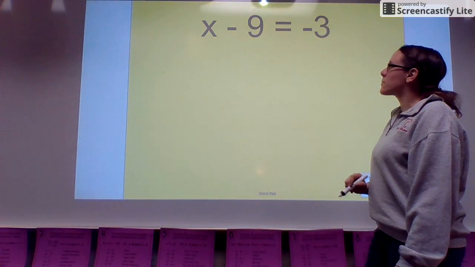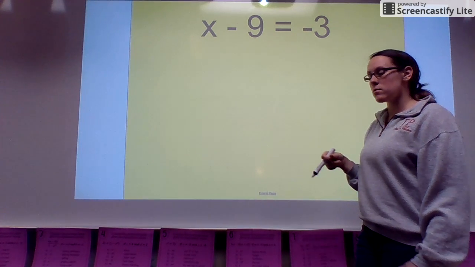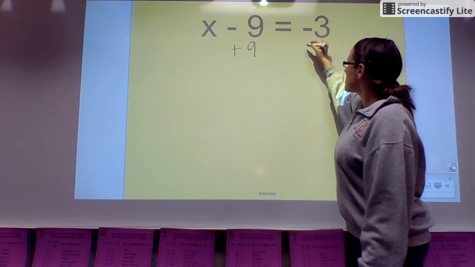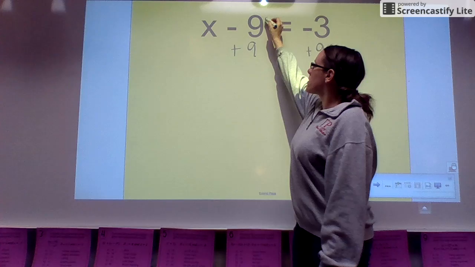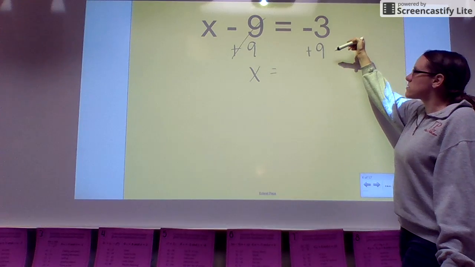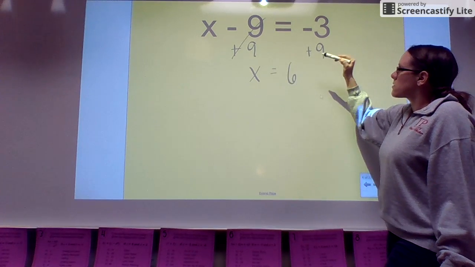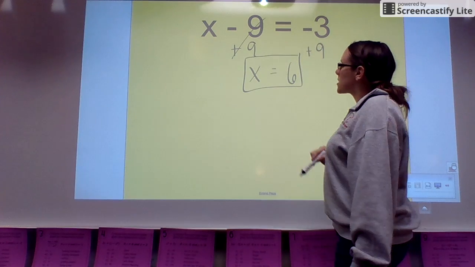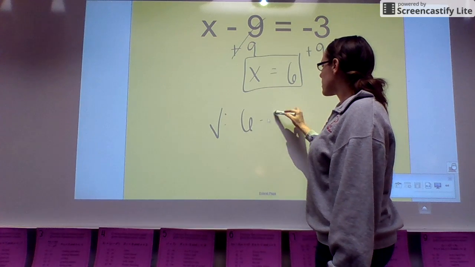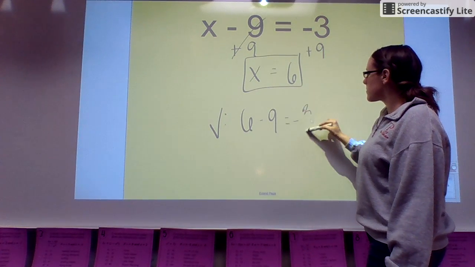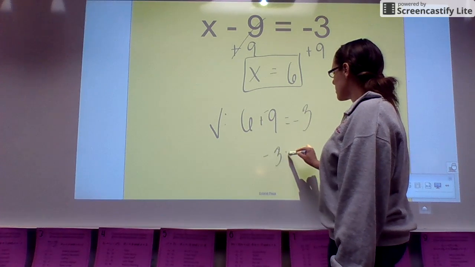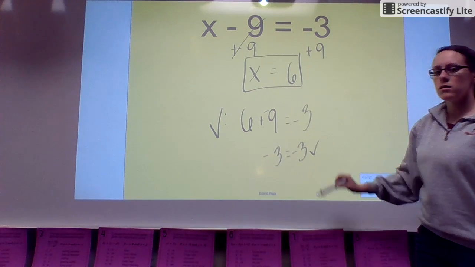The next one is x minus 9 equals negative 3. So here we have minus 9, so the opposite or inverse is going to be to add 9. What we do to one side, we do to the other. That cancels out, gives us 0. So we have x equals negative 3 plus 9 equals 6. And we can do our check by plugging in 6 for x. So 6 minus 9 should equal negative 3. Keep, change, opposite. Negative 3 does equal negative 3. So we know I got our answer correct.